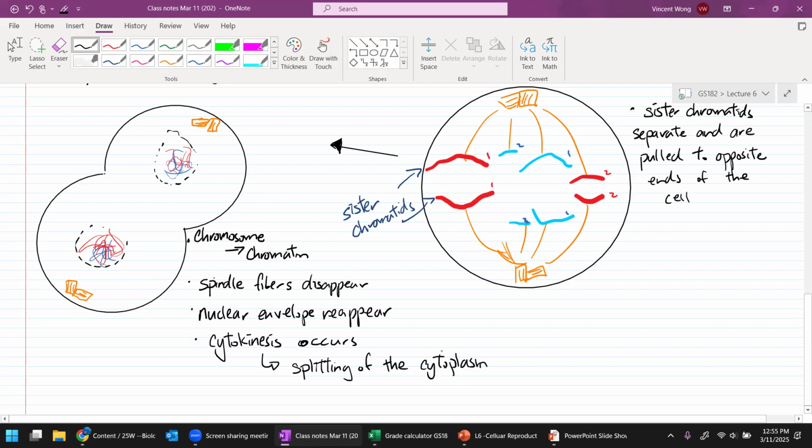Okay, you want to make sure that each new cell, each daughter cell, gets roughly the same amount of cytoplasm. You don't want to end up with one cell that's super big and then the other is super small. And then each of these daughter cells will be allowed to go through another round.